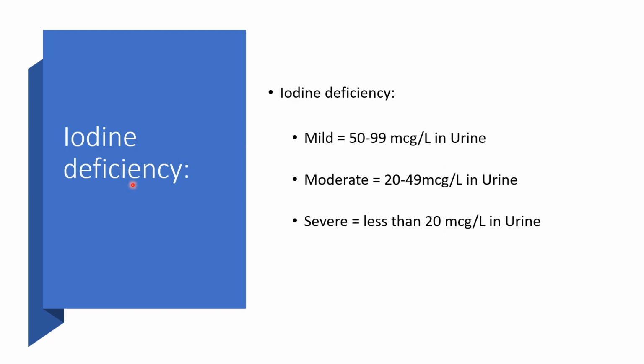Iodine deficiency. Iodine deficiency is categorized based on the value of iodine in urine. It is mild when we have 50 to 99 micrograms per liter in urine, moderate when it is between 20 and 49 micrograms per liter in urine, and it is said to be severe when we have less than 20 micrograms per liter in urine.